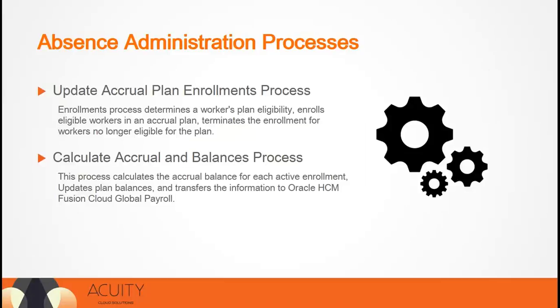The administrator can schedule or run the calculate accrual and balances process to generate accrual details and calculate balances for multiple workers. This process calculates the accrual balance for each active enrollment, updates plan balances, and transfers the information to Oracle HCM Cloud Global Payroll if transfer absence payment option was selected for the absence plan.